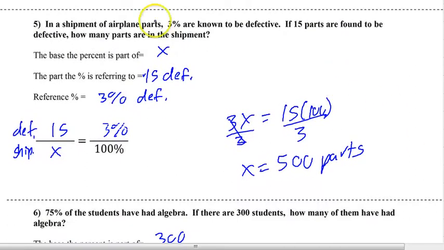Number 5, let's just look at the percent. It says 3% are known to be defective. So we have 3% defective. So the part has to be the amount that are defective. Well, how many are defective? 15 parts, which means we're looking for the entire shipment. How many parts are in the shipment?